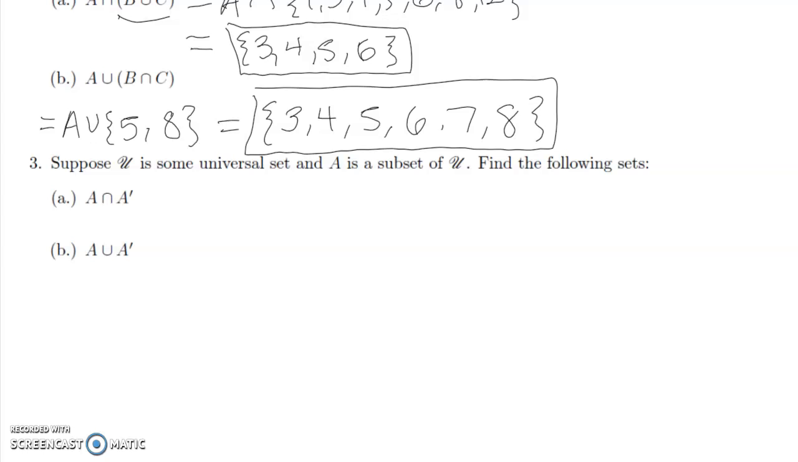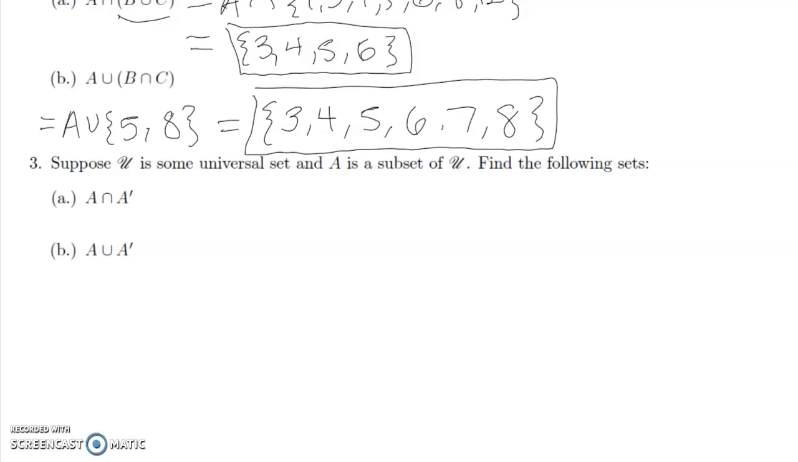All right, we are on our last question, question 3 for section 2.2. And we are going to be looking at this question. It says, suppose U is some universal set and A is a subset of U. Find the following sets. Now, it's interesting that they don't tell us anything about A. We don't know its elements, anything about it. But we will be able to figure these out by understanding what set operations mean.